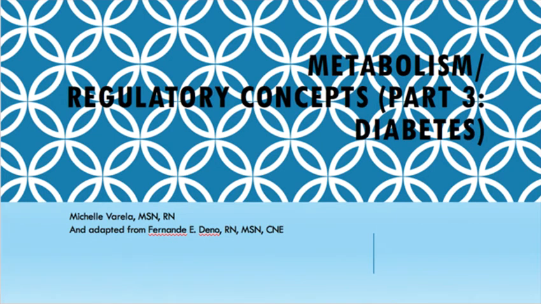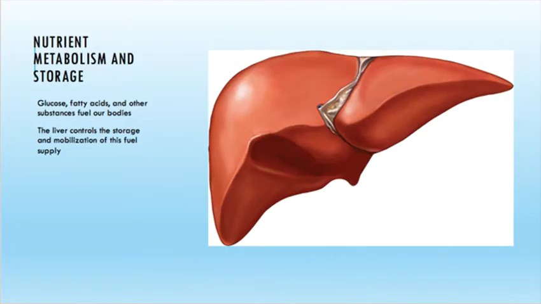All right, so this is the final part of the metabolism regulatory lecture for patho. For this one, we are going to focus on diabetes. So just a brief reminder on nutrients and how they're metabolized and stored. Glucose, fatty acids, and other substances are what fuel our bodies, and it's the liver that controls the storage and the mobilization of the different fuel supplies.